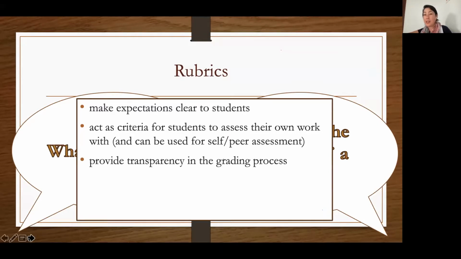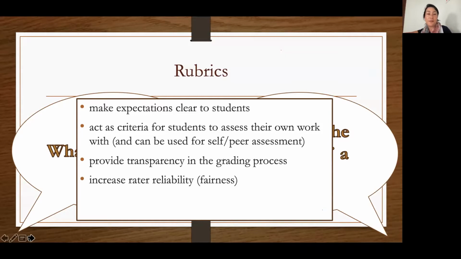Provides transparency. So there's nothing worse than getting a grade and not knowing why. So imagine you wrote something, you get a low grade and there's no explanation. Well, with a rubric, we can clearly see why you got the grade that you got.